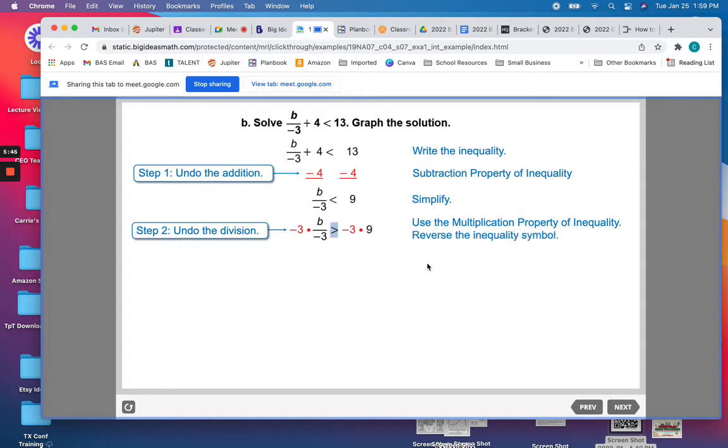Negative 27. Very good, -27. So the sign did flip. Good job, Joe. B is greater than -27. Very good. So now we need to graph this.